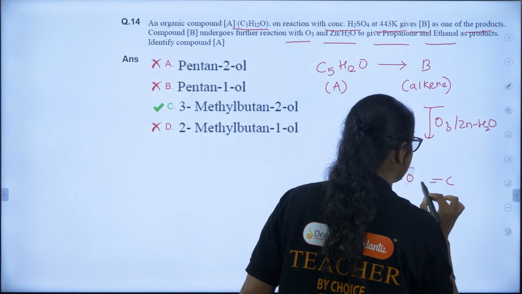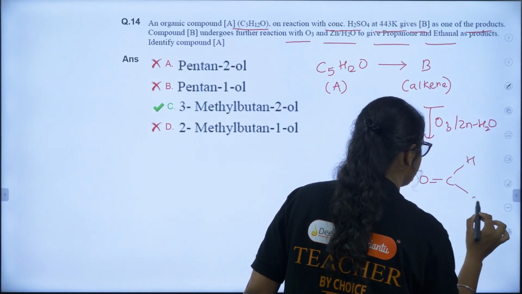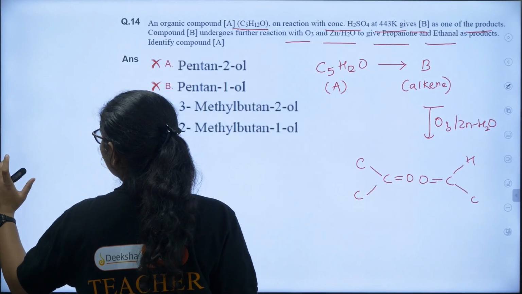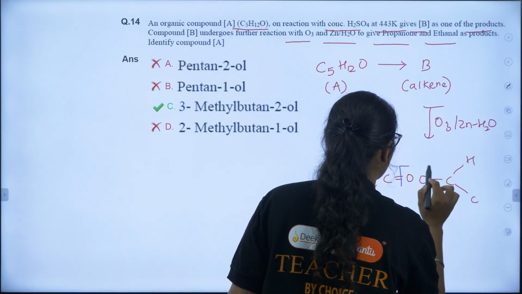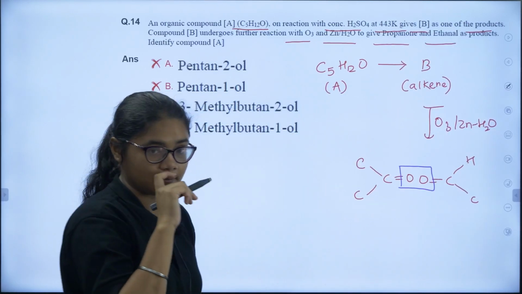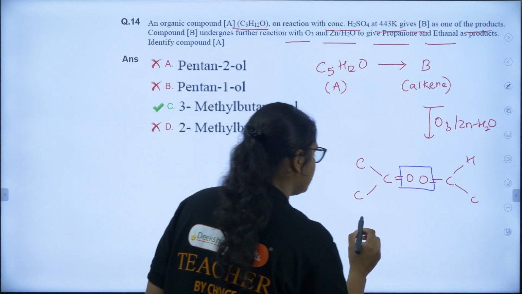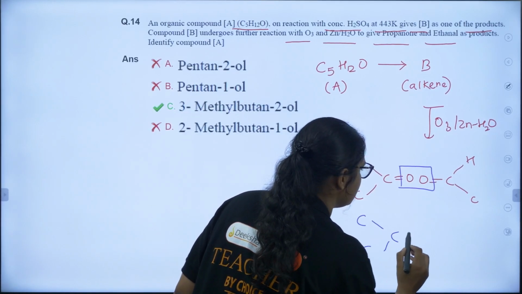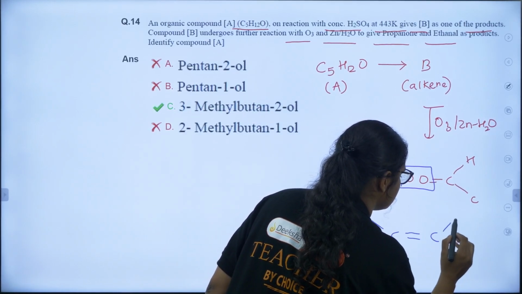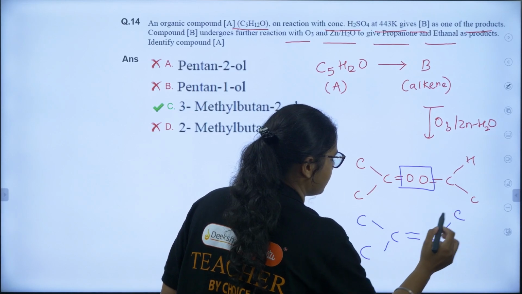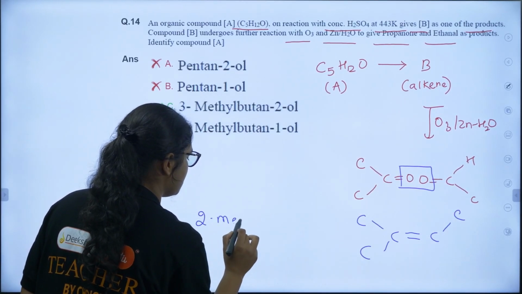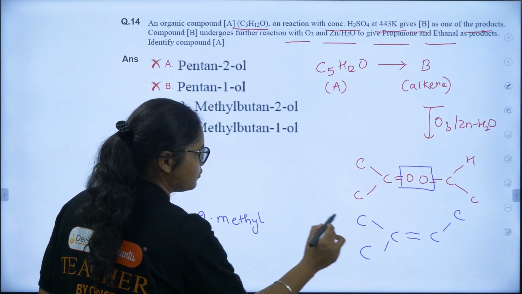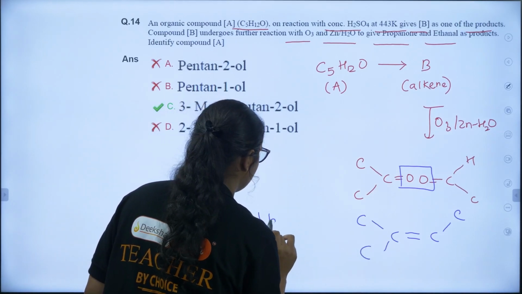Propanal and ethanal, I'll write like this, right? So here what happens, if you see, this part will be removed, right? And that will be replaced with a double bond. So what I'll get, C double bond C, right? 1, 2, 3, 4. So I can write this one as 2-methyl, okay, 2-methyl 1, 2, 3, 4, but-2-ene.